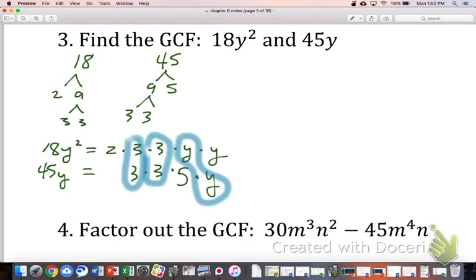What's in common here are a 3 times a 3 and a y, which means that the greatest common factor is 9y. That's why you did it with the factor tree, because I was really confused on how you did it. I thought you did 3 times 3 times 3 times 3. Ah, we're just looking for what's in common. There's one pair of 3s, another pair of 3s, and a pair of ys.